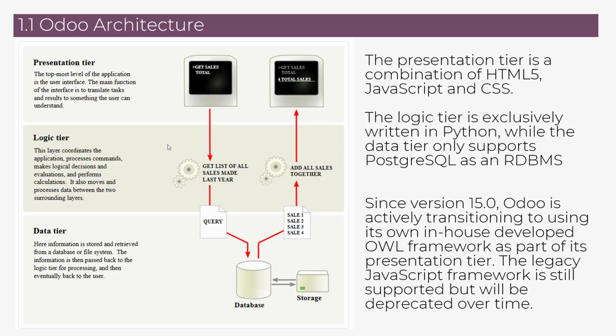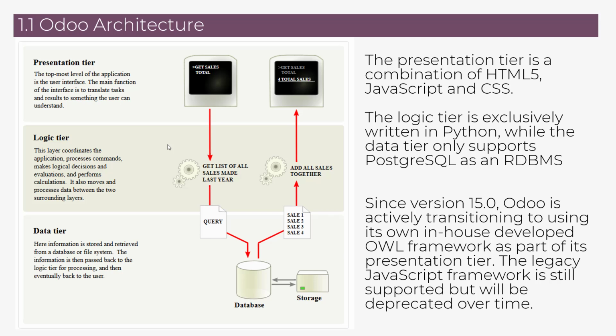So this image gives us an example of how the 3 layers interact. So when a user logs into the presentation layer and runs a report, say for example to get all the total sales, this command is taken to the logic layer where there's a list of all sales made, let's say for a period, let's say last year.